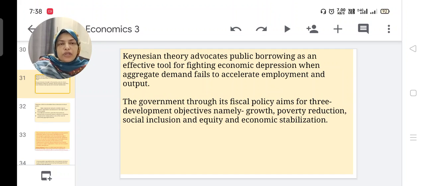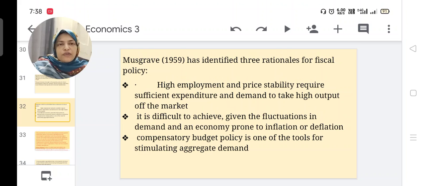The government, through its fiscal policy, aims for three development objectives, namely growth, poverty reduction, social inclusion and equity, and economic stabilization. Musgrave was one of the fundamental public finance economists. In 1959, he identified three important rationales for fiscal policy.